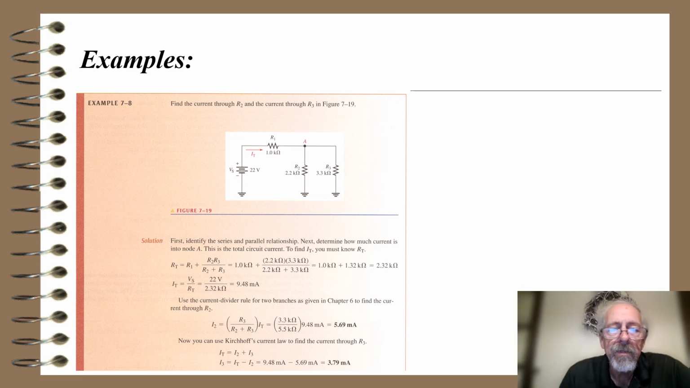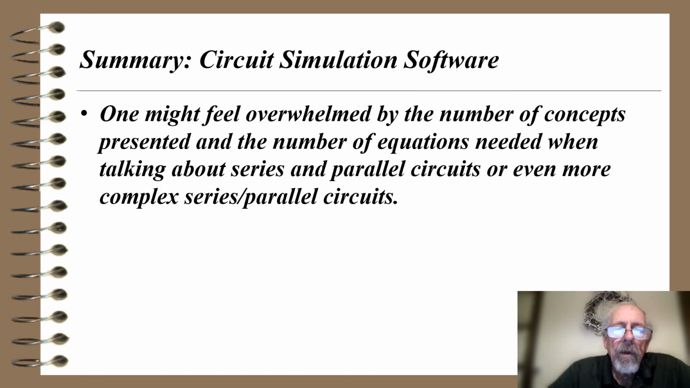Another way you could do this is you see a 22-volt source. You could find the total resistance, calculate the total current, then figure out what the voltage drop was across R1. Subtract that from the 22 volts, and that's the voltage across R2 and R3. And use Ohm's law. So, our summary here, circuit simulation software.